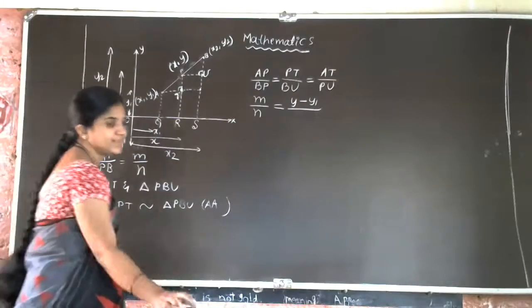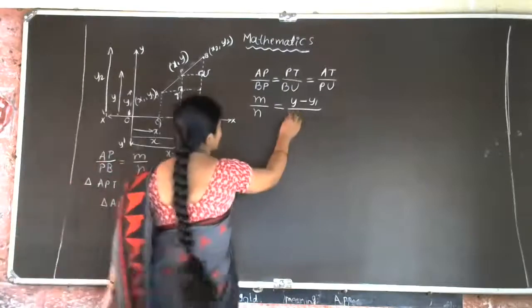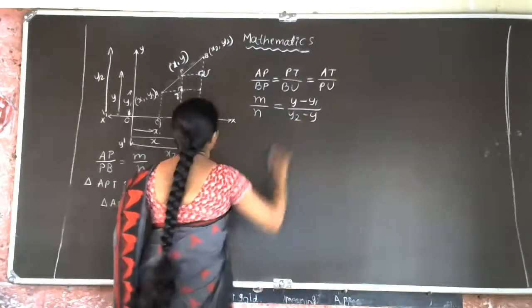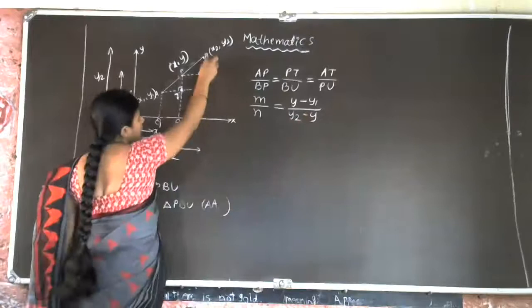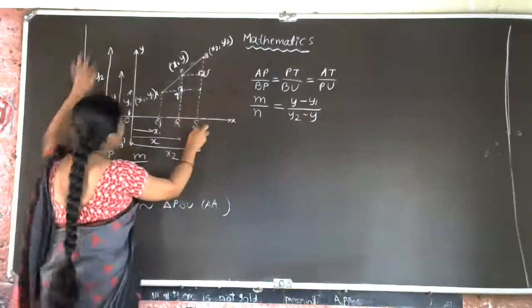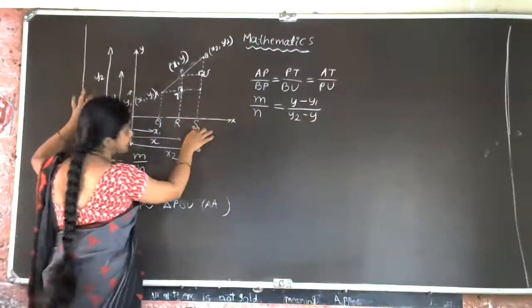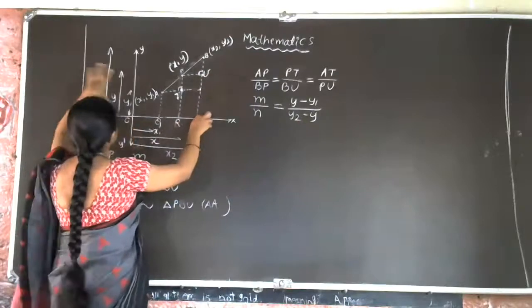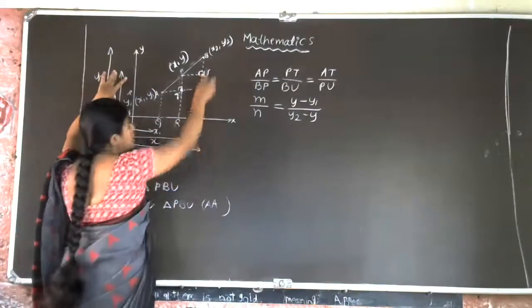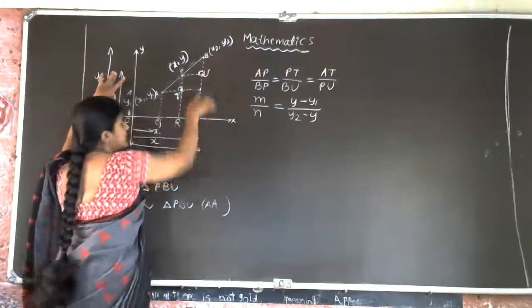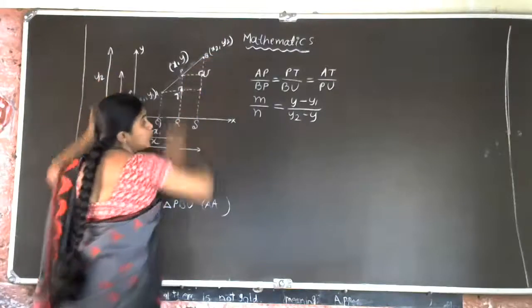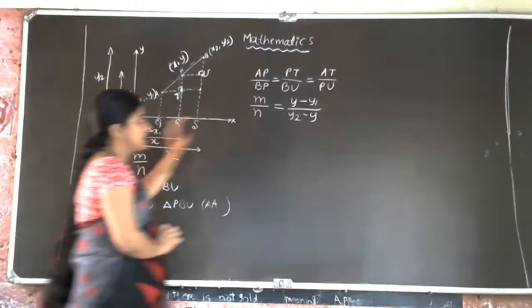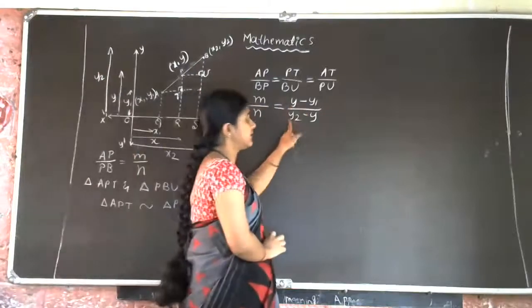Tell me, Y2 minus Y. Why is it Y2 minus Y? Because the total BS length is Y2. From that we have to subtract US, and US is the Y value, correct? So Y2 minus Y gives you the BU value. Got the idea now, students? So Y minus Y1, then Y2 minus Y.